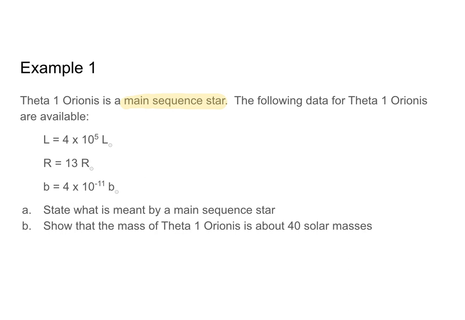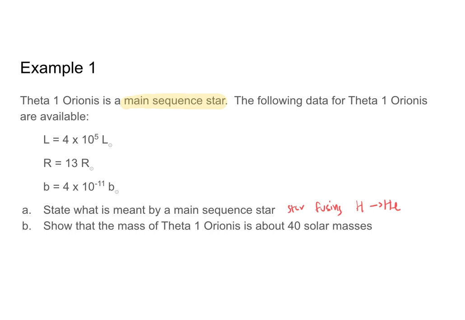First we're asked to state what is meant by a main sequence star. I did not write this on here, but this is 1 mark, so there's only one point you need to make, and we know that a main sequence star is a star that fuses hydrogen into helium. I do recommend, instead of writing H and He, actually writing out the names of the elements.